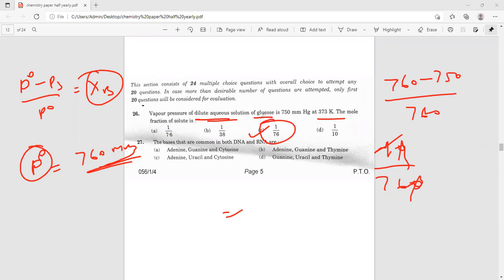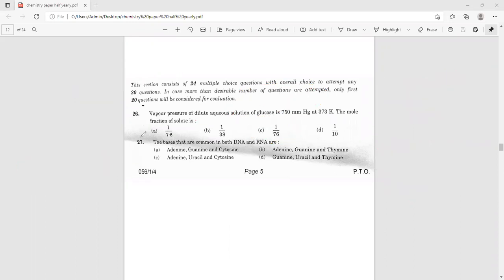Look, because glucose is a non-volatile solute, we applied the relative lowering of vapor pressure, then the answer is 1 upon 76, means C is the right answer. Question number 27.